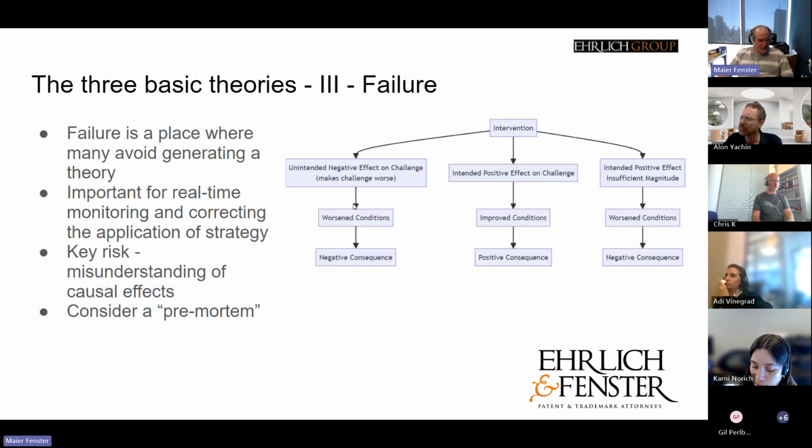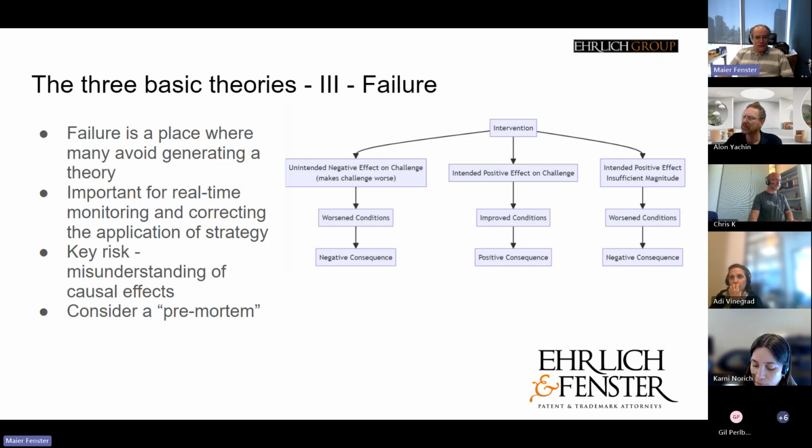Last but not least, and what people like avoiding, is a theory of failure. Okay, so we have all of these plans, but these plans might fail. In particular, the intervention we do could fail for all sorts of reasons. One, it could make things worse. Two, it could work. Three, it could work, but not enough.